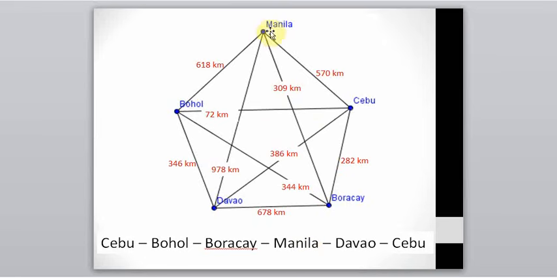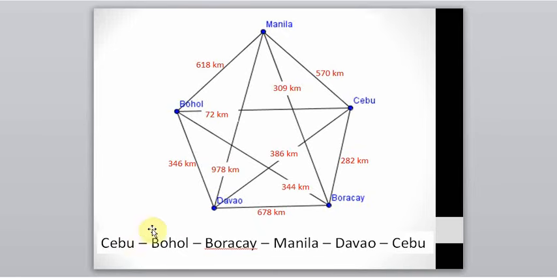Then we are done with the other places, so we need to go to Davao as our last place to visit. So we have Davao. Then since it is a circuit, you need to go back to your starting vertex, which is Cebu. So that means you will start with Cebu.